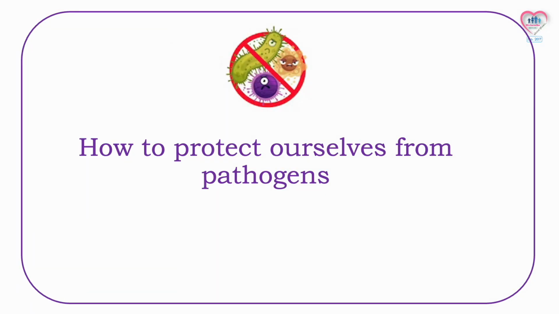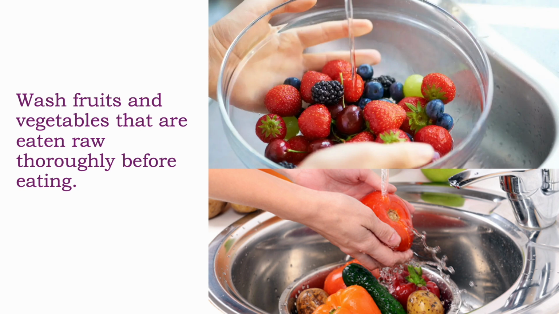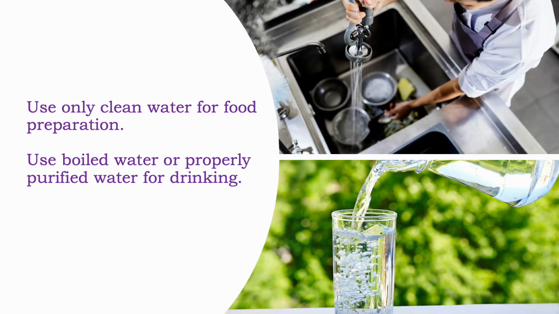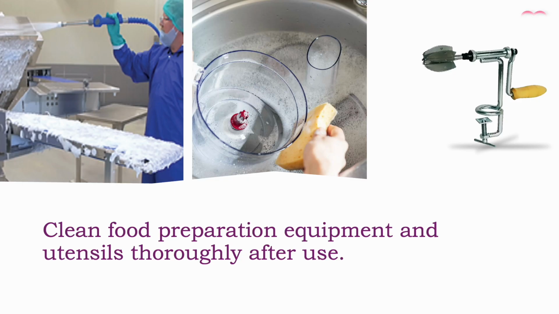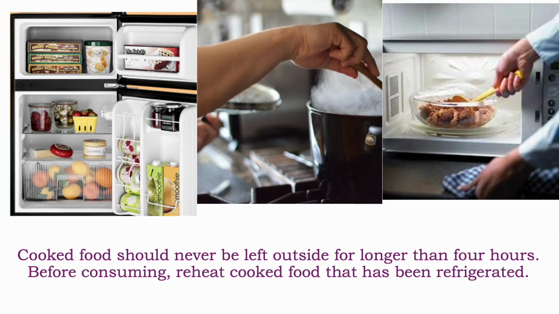So to protect ourselves from pathogens, wash fruits and vegetables that are eaten raw thoroughly before eating. Use only clean water for food preparation. Use boiled water or properly purified water for drinking. Clean food preparation equipment and utensils thoroughly after use. Cooked food should never be left outside for longer than 4 hours. Before consuming, reheat cooked food that has been refrigerated.